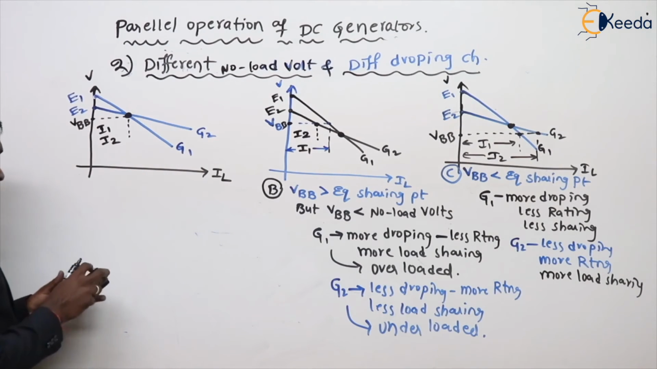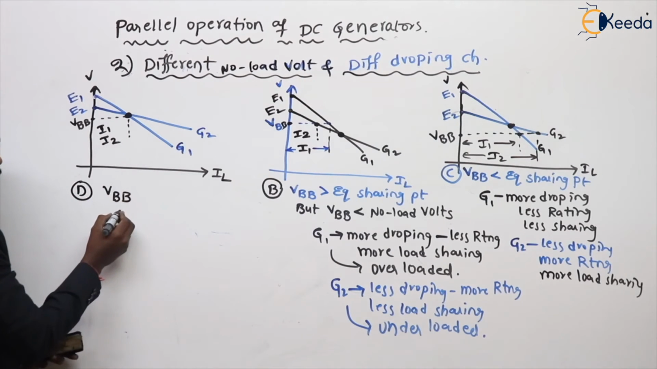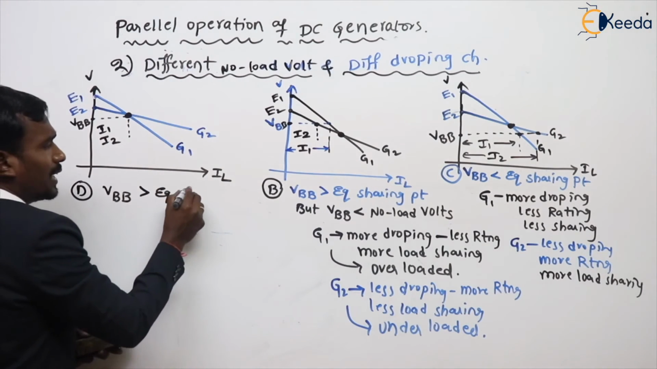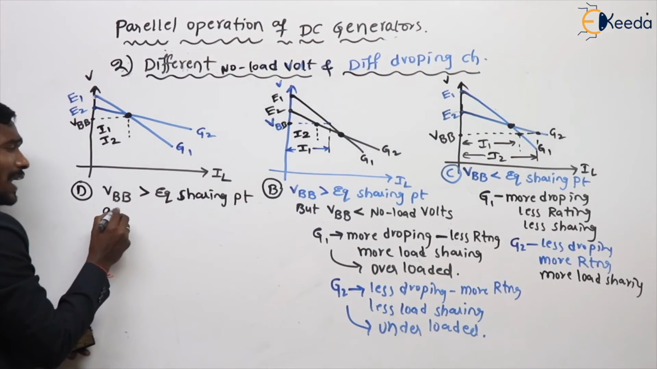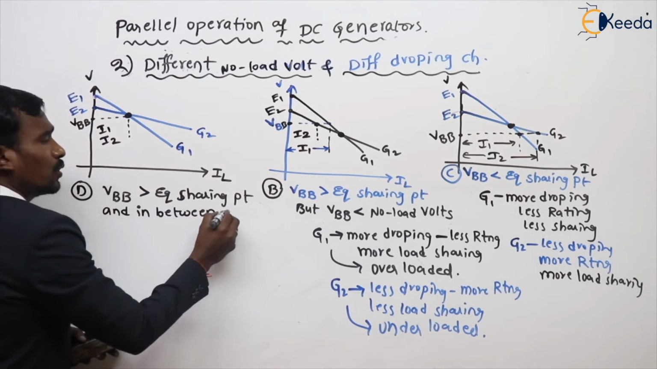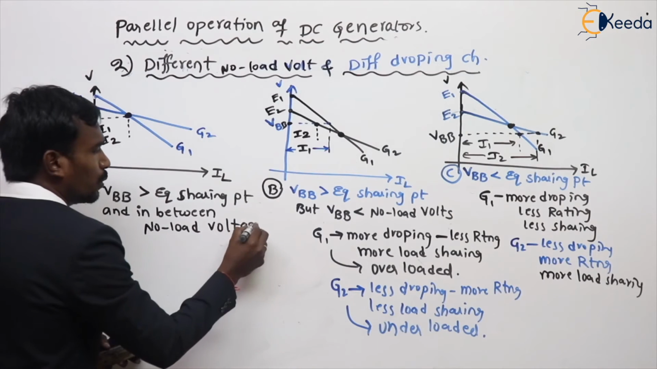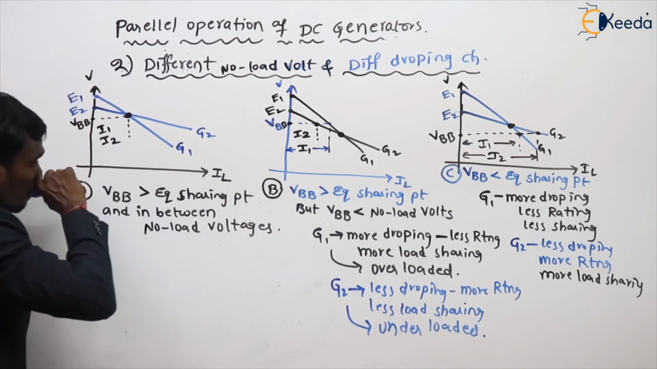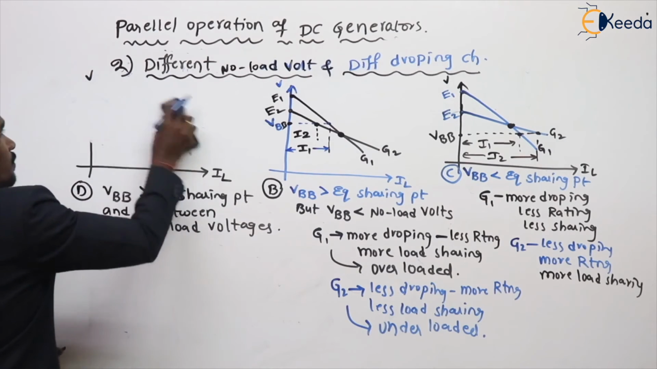Here, my case D is that the bus bar voltage is greater than the equipotential point, or equi-sharing point, and in between the no load voltages. This is a very different one. What I am telling is that the bus bar voltage is, let's take here, I will redraw clearly.